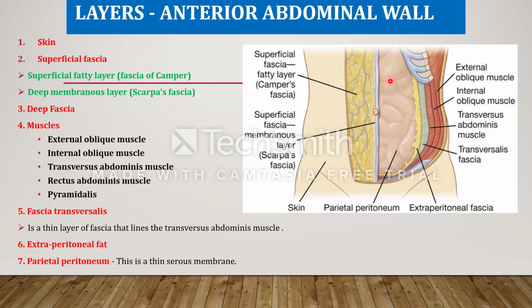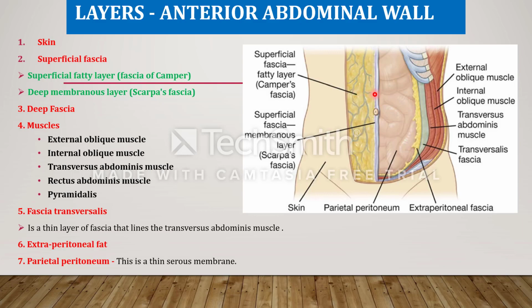Now we will discuss the layers of the anterior abdominal wall. First of all, there is the skin. See here, this is the skin of the anterior abdominal wall. When we remove the skin, we can see the superficial fascia. This is superficial fascia. Superficial fascia has two layers, the outer fatty layer, which is also named as Camper's fascia, and the deep membranous layer of the superficial fascia, which is also named as Scarpa's fascia. So skin and superficial fascia: fatty layer and membranous layer.